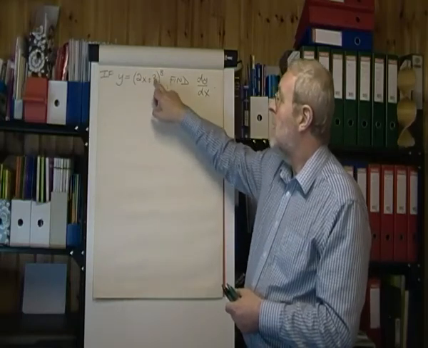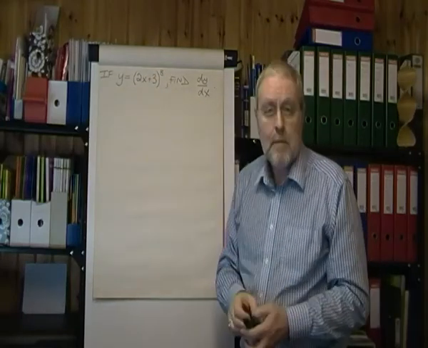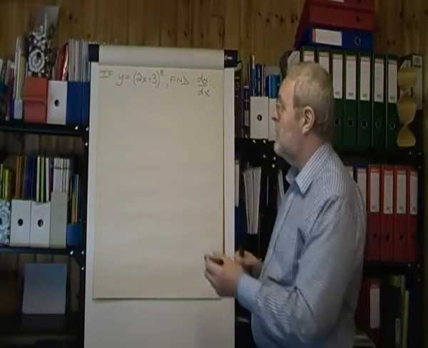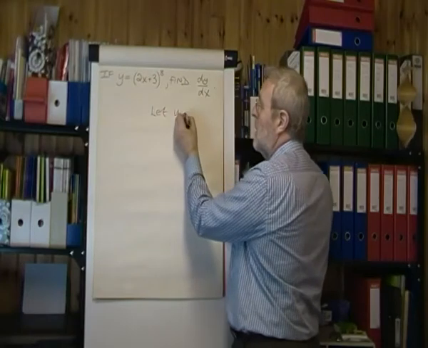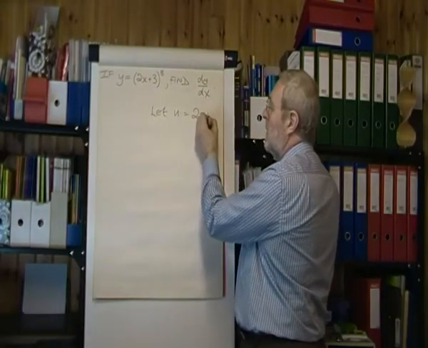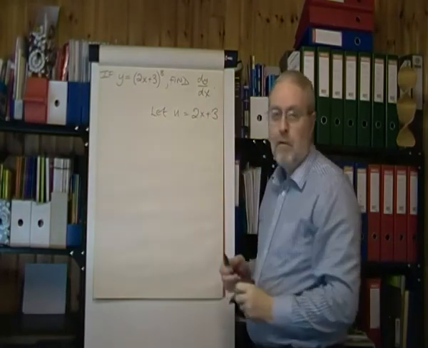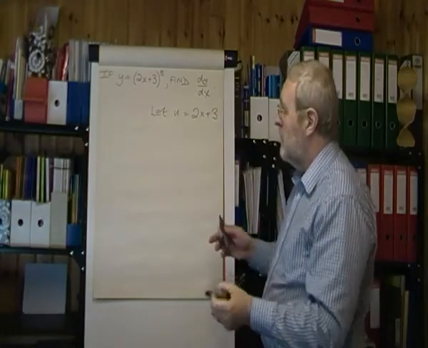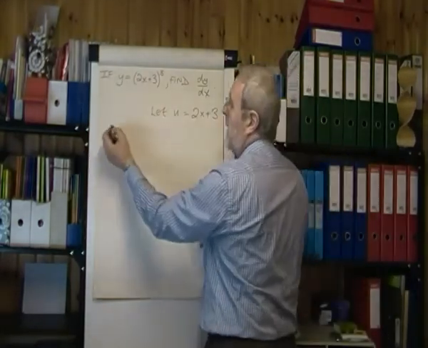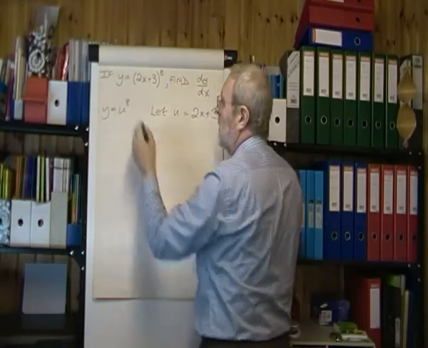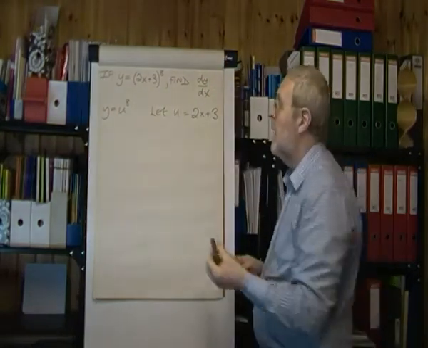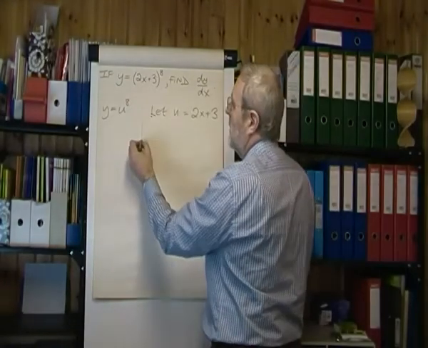The way to attack this is to think of this bracket as defined by a dummy variable, and we're going to use the dummy variable u. So let u equal 2x plus 3. Now this means that this expression would become y equals u to the power of 8. So I'll divide my page a little bit now.